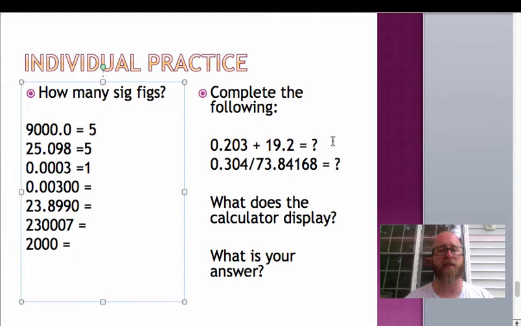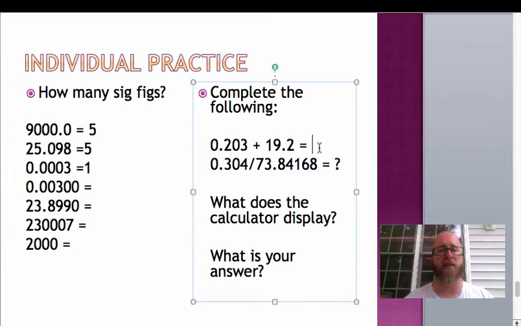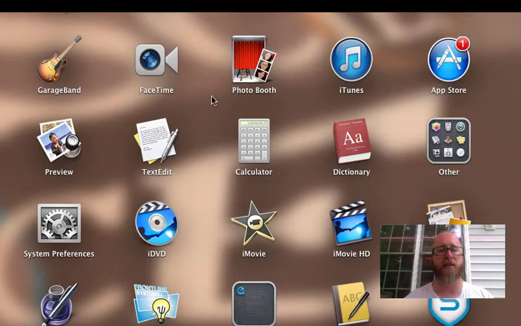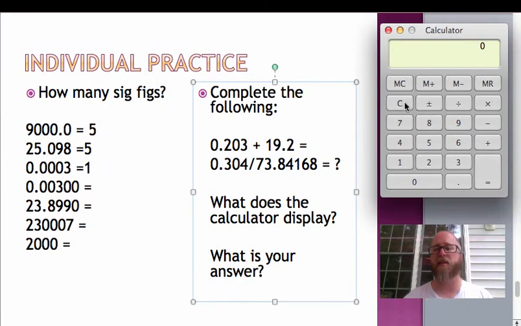Let's move on to our addition and subtraction here. Let me bring back my calculator. So first of all, we're adding. Remember, our rule for adding is our answer has to have the same number of decimal places as the least number of decimal places in the problem. So let's look at this. How many places after the decimal? We have 3 here. How many after the decimal here? We only have 1. So we know our answer can only have one number after the decimal point.